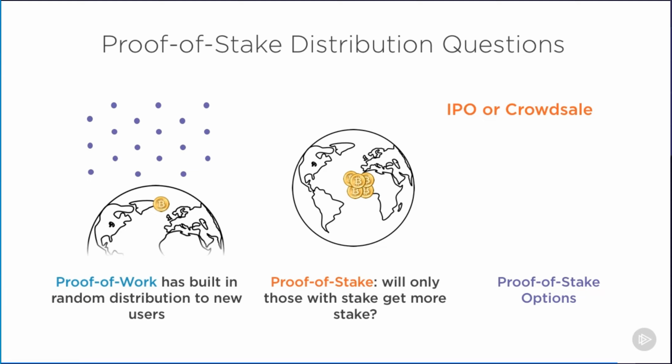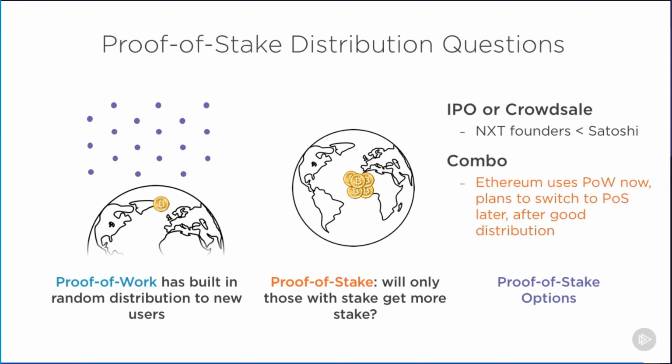I already mentioned doing an IPO or large initial sale to kick off an initial distribution. Many dislike initial sales because of their tendency to be used in scam coins to enrich the founders, but Next points out that its initial stakeholders currently hold less than Satoshi Nakamoto, the creator of Bitcoin. Other systems like Ethereum, which we'll discuss shortly, currently use proof of work and plan to switch to proof of stake sometime in the future. Purecoin uses a combination of proof of work and proof of stake to get the distribution benefits of proof of work and the low-cost consensus benefits of proof of stake.